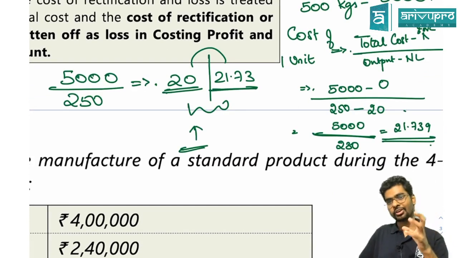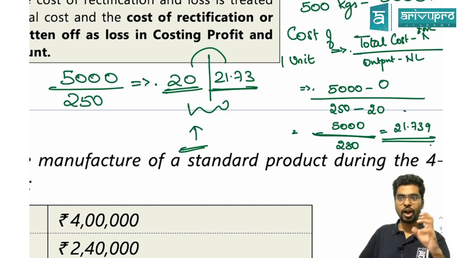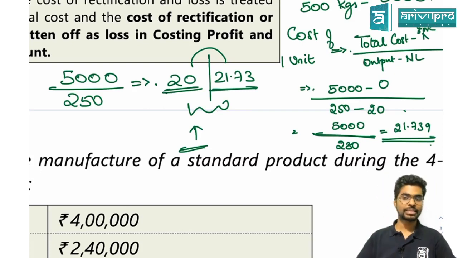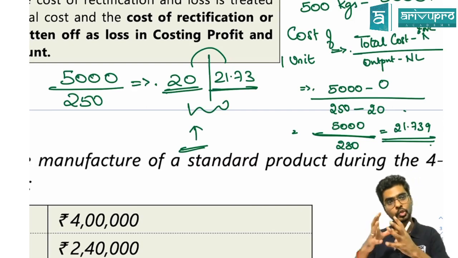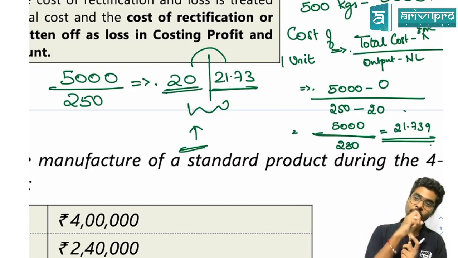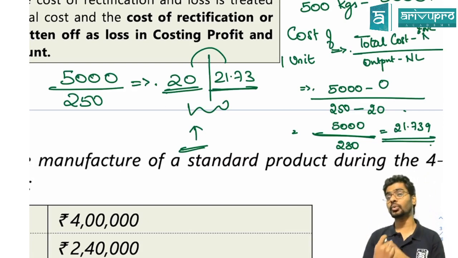The rule of normal loss says, whenever there is a normal loss, this is a loss that no one could have avoided. So this loss will be absorbed by the remaining units. In this particular question, what were my remaining units in the example I had told? 230 units. The cost of 230 units, instead of becoming 20, is becoming 21.73, so that the loss of the 20 units is being taken care of by 230 units. This is the concept. Did you understand?